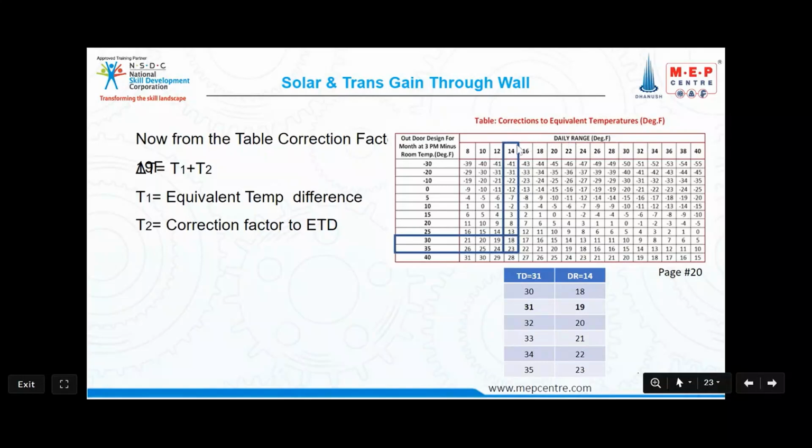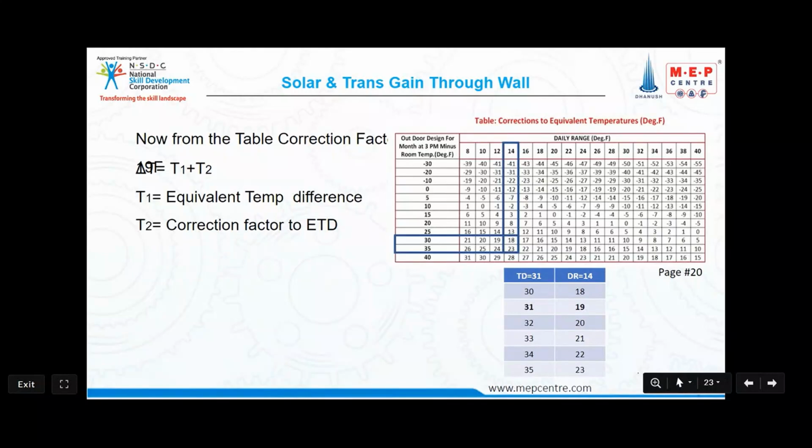Now this is the daily range. Come to daily range 14. For 30 the value is 18, and for 35 the value is 23. The difference: 35 minus 30 is 5, and 23 minus 18 is again 5. So 5 divided by 5 is 1, and I will be adding 1 in each case: 18 plus 1 is 19, 20, 21, 22, 23. So for 31 degree Fahrenheit, the correction factor is 19 degree Fahrenheit.